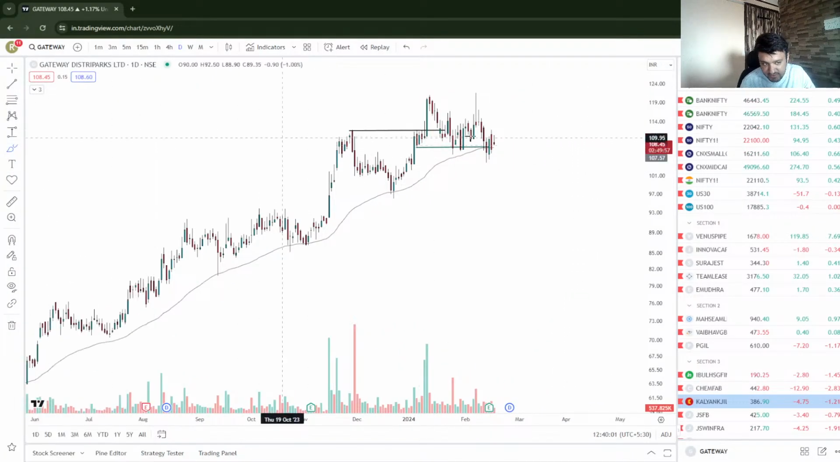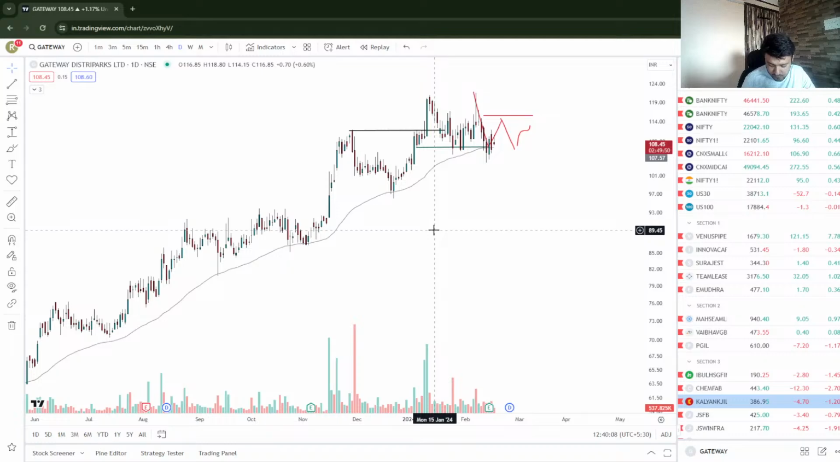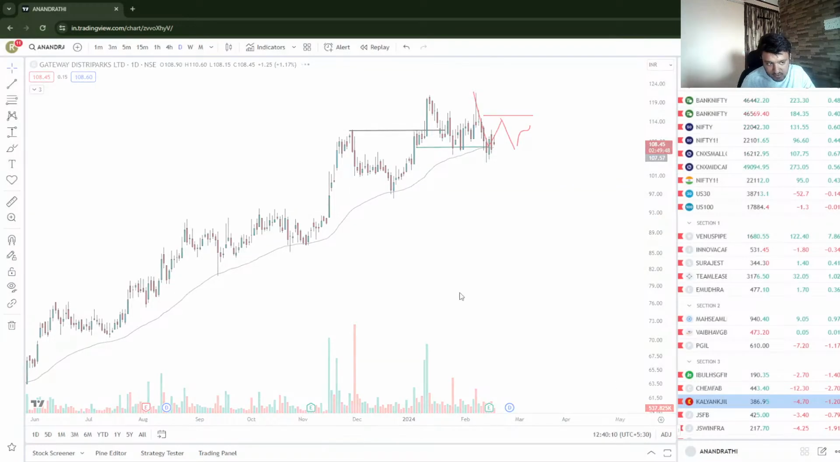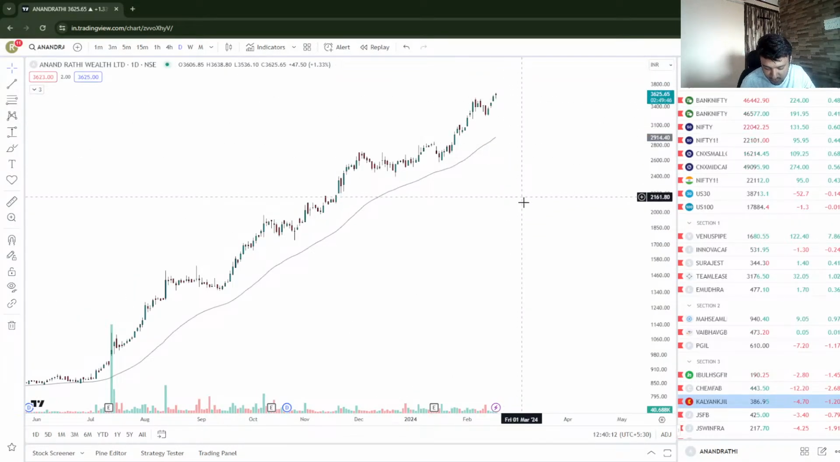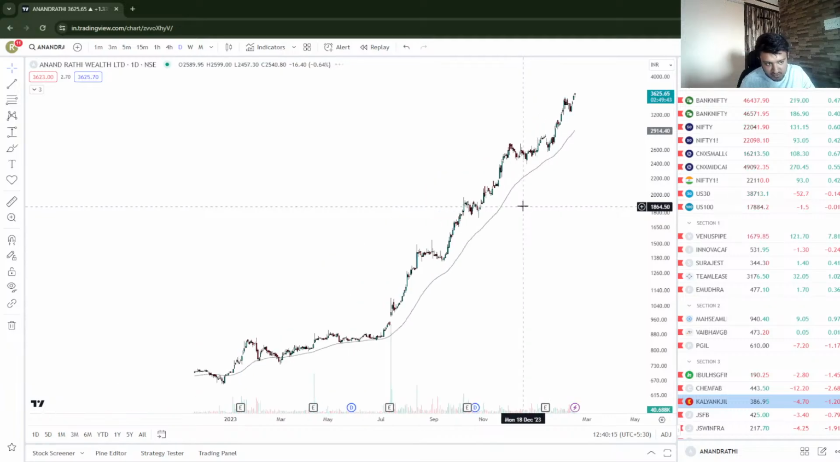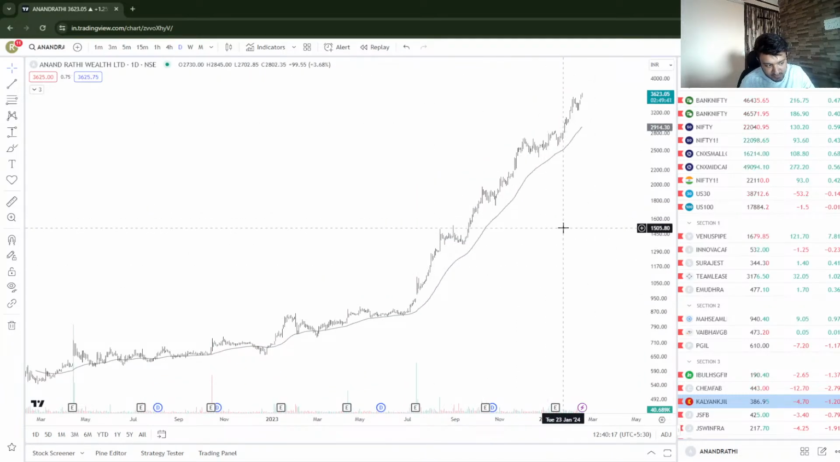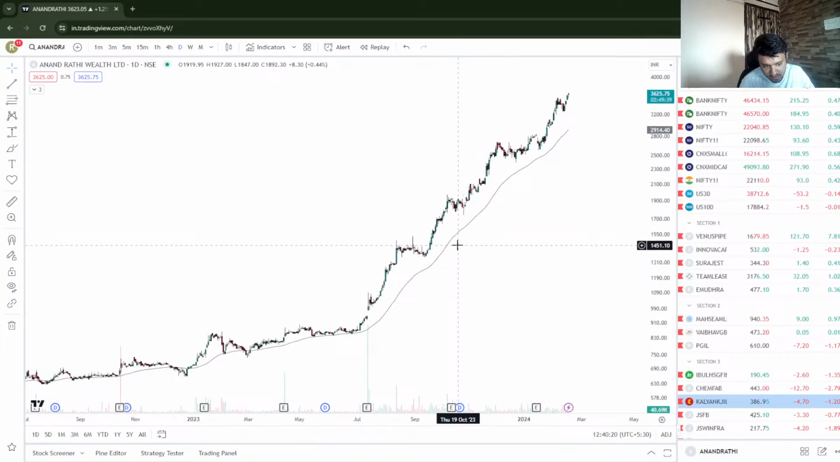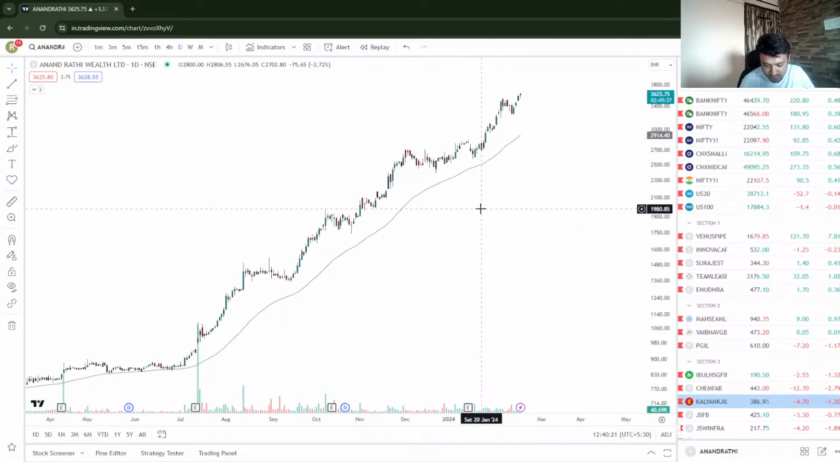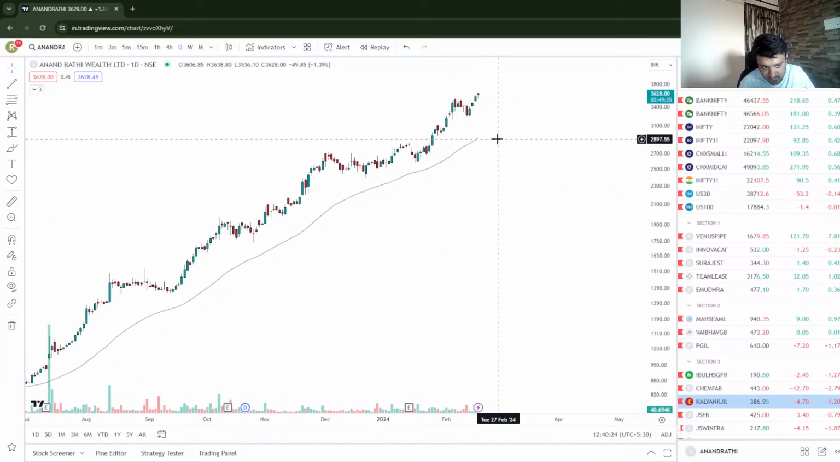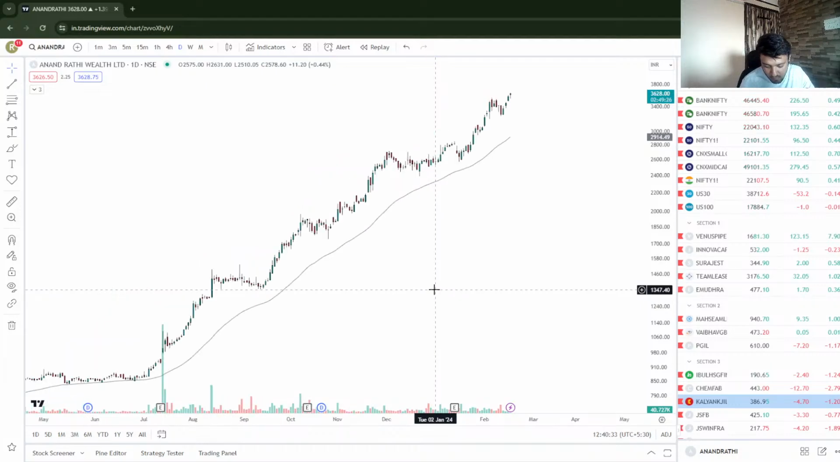Okay, Gateway again. See, first pullback, let it go up, maybe settle down here, then we'll see what happens. Anand Rathi, I think it's way up. It's too far up. Don't buy these stocks. This is like a dream stock. Don't buy these. Buy normal stocks. Maybe could have bought it here, but that is also very extended for me. So don't buy it right here. Just don't buy it.